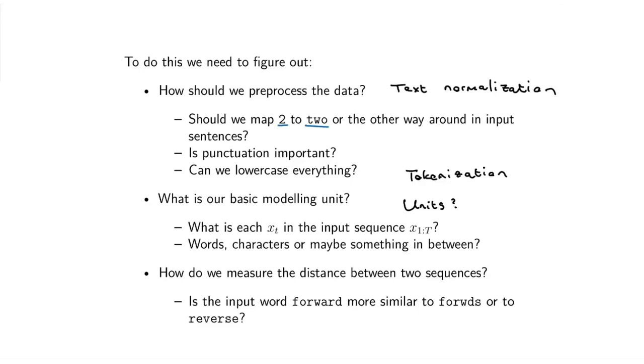And then this last question is, how do we measure the distance between two sequences? Here's a little stupid example: is the input word forward more similar to this sequence or to this sequence? And how can I quantify that? Here we're specifically going to look at the edit distance as a way to compare two sequences. Okay, excellent. And that's just the little story for this whole section.